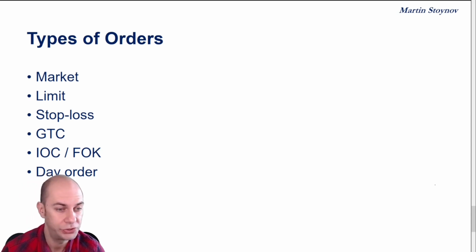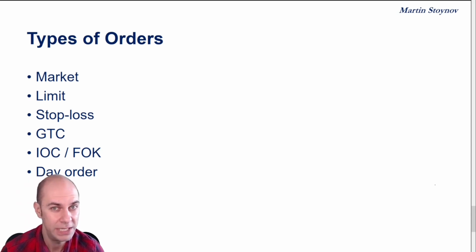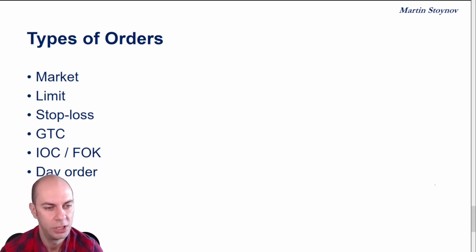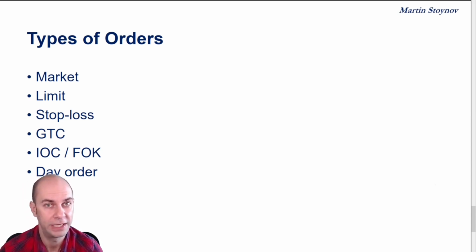You've got IOC or FOK. IOC stands for immediate or cancel, or fill or kill. So these are kind of synonymous terms. As the name suggests, this order will only execute if it can trade with what's available in the limit order book straight away. If not, it's not going to add to the limit order book. It will simply cancel the order. So it will either trade at whatever price you're giving it, or it's going to cancel the order.